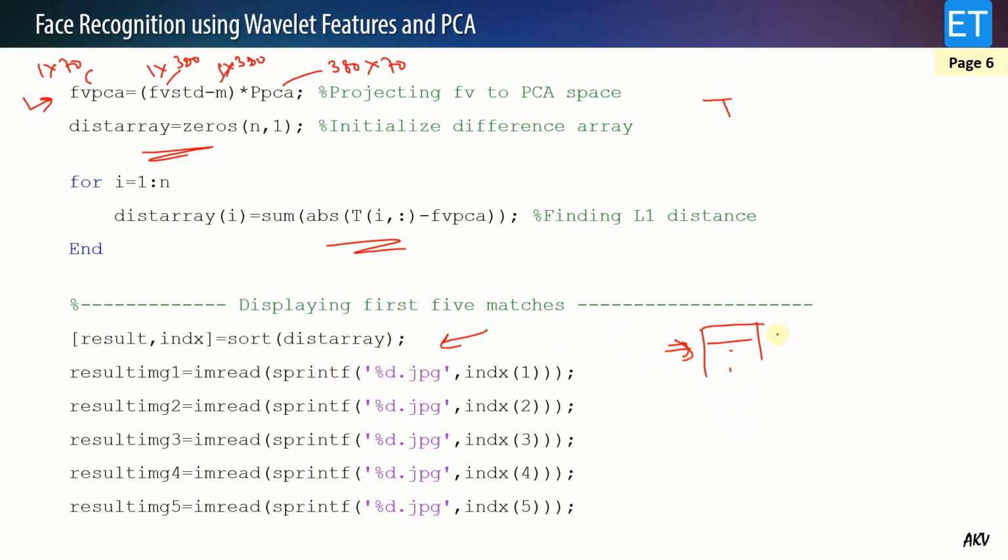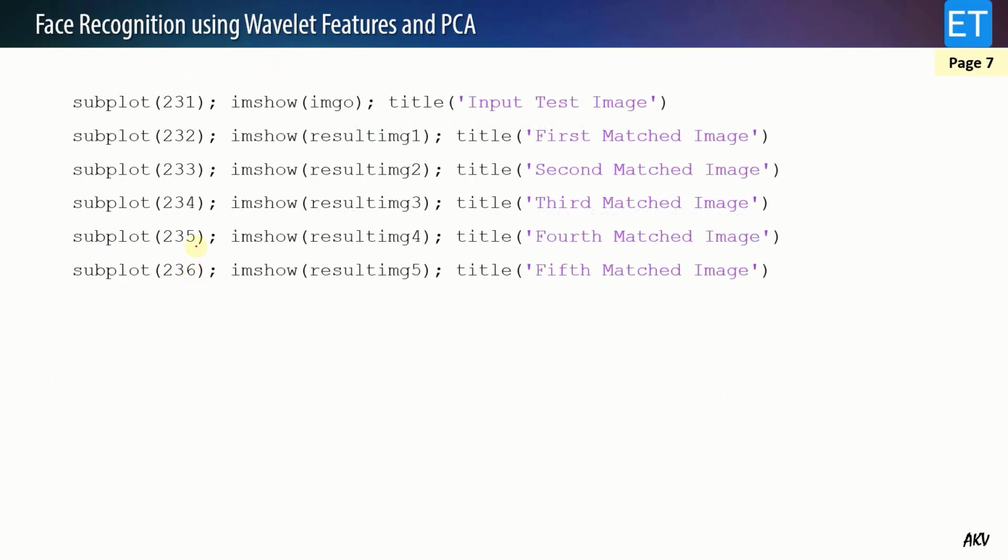So for the first 5 matches, we have to read the first 5 indices in this array. I am reading the INDX, the indices returned by the sort, for the first 5 locations, and then reading the images from the database with these indices. The nearest matches go into these 5 variables, and then these images are displayed. So this is your input test image, and this is the first match, second, third, fourth, and fifth. You get a visual display of these nearest matches. So this is the discrete testing.